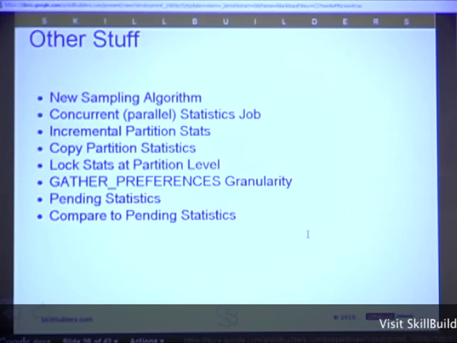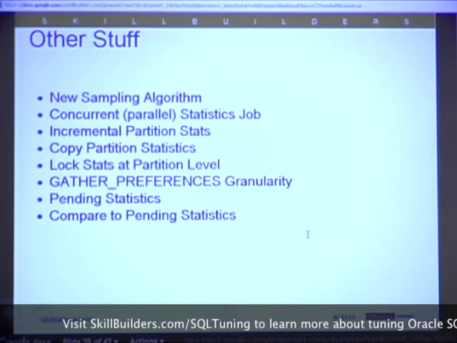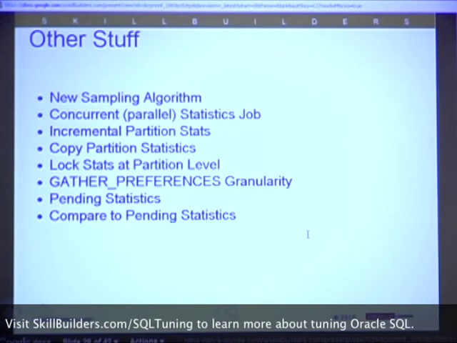So you can collect statistics only on the new partitions. You can copy partition stats and use pending statistics. There's this whole notion of, don't put in new statistics if you don't have to. So when you collect statistics, they become pending, and they're not active until you intentionally publish them. And obviously, you can test against the pending statistics before you publish them.